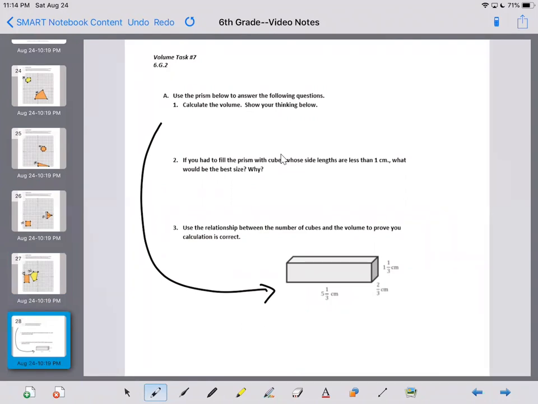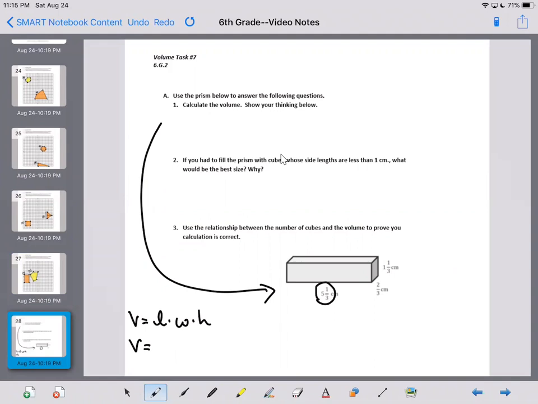So now they're not just whole numbers as length, width, and height, but we may have fractional parts. In order to calculate the volume, we're looking at the length times the width times the height. And so that length is 5 1/3. Well, let's go ahead and change that 5 1/3 from a mixed number into an improper fraction.